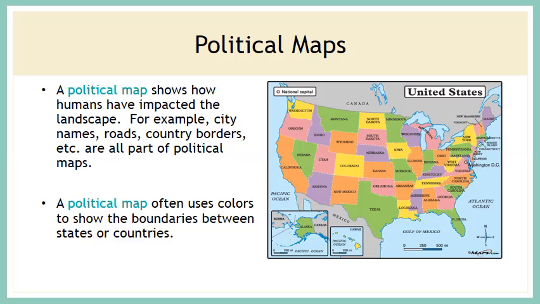Here is an example of a political map. A political map shows how humans have impacted the landscape. For example, city names, roads, country borders, etc. are all part of a political map.